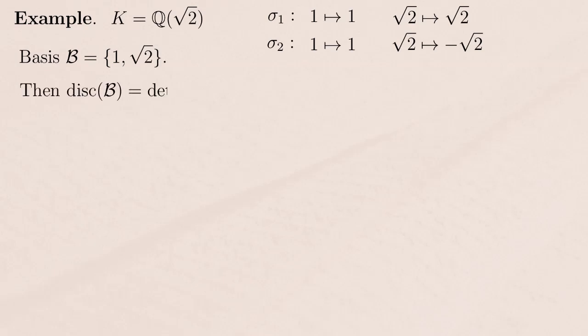Then its discriminant is the square of the determinant of a matrix, where the first column of the matrix is everywhere that 1 gets sent to, and the second column is everywhere that root 2 gets sent to. So 1 gets sent to 1 and 1, and root 2 gets sent to plus root 2 and minus root 2. Okay, this determinant is minus 2 root 2. You may remember that that was our volume scale factor in video 7 up to a sign, and so the discriminant is 8.